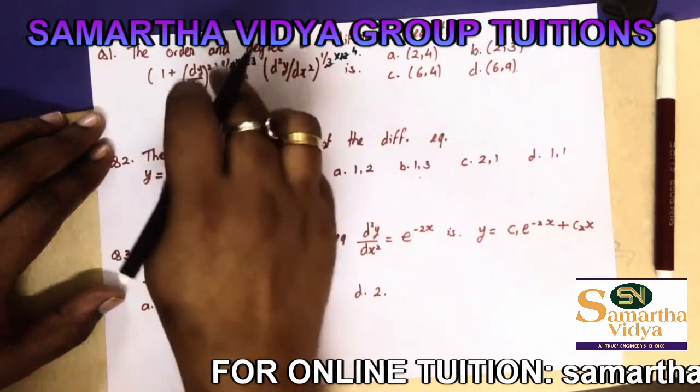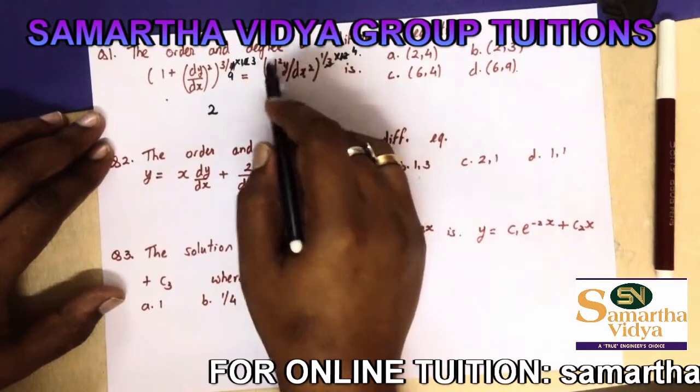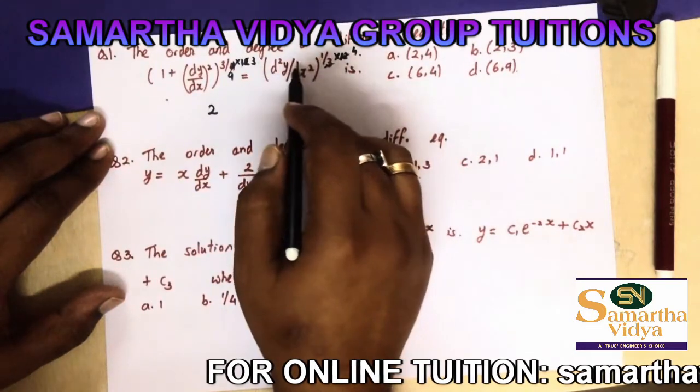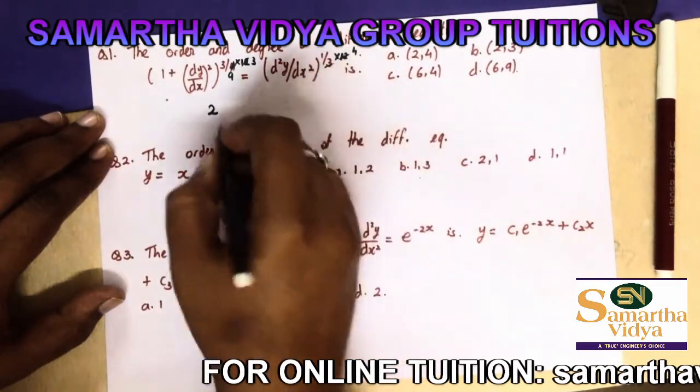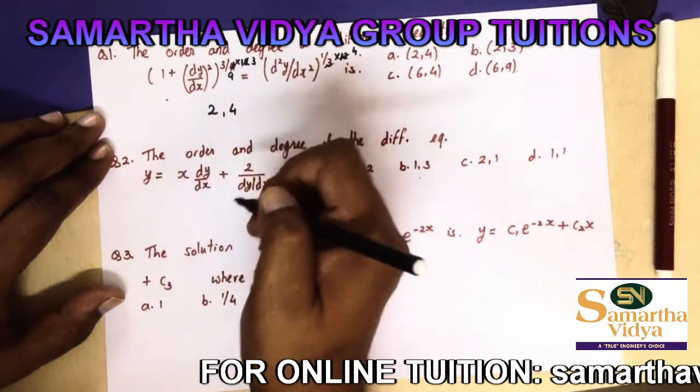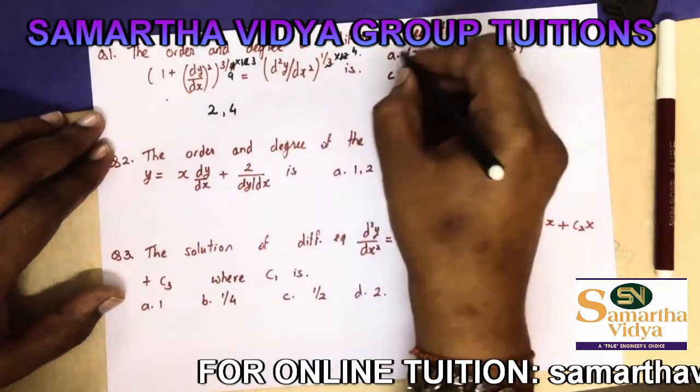So we need not bother about this. The only main concern is this. You can see that the power of the highest derivative term is 4. So the degree of the differential equation is 4. So that's your option A.